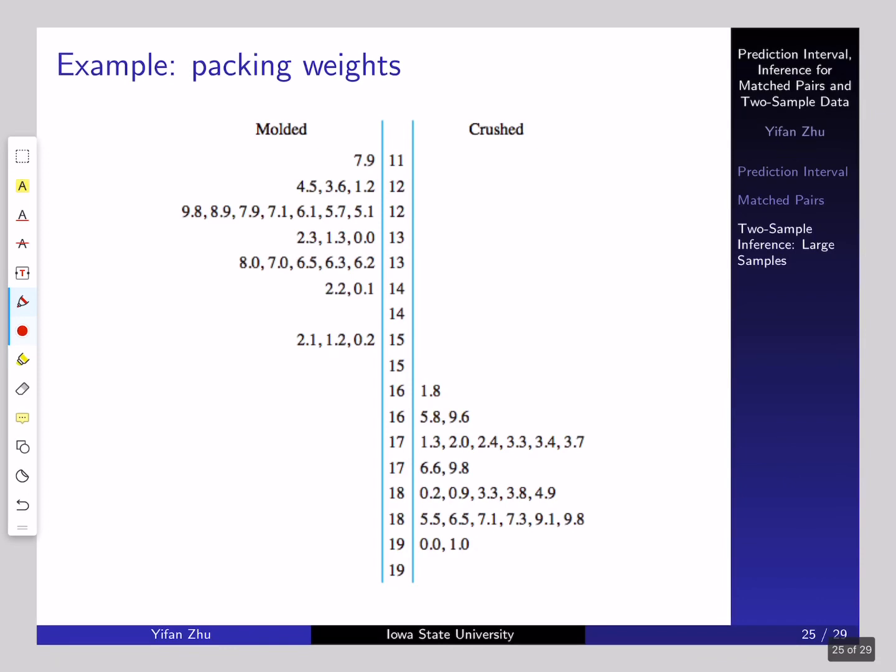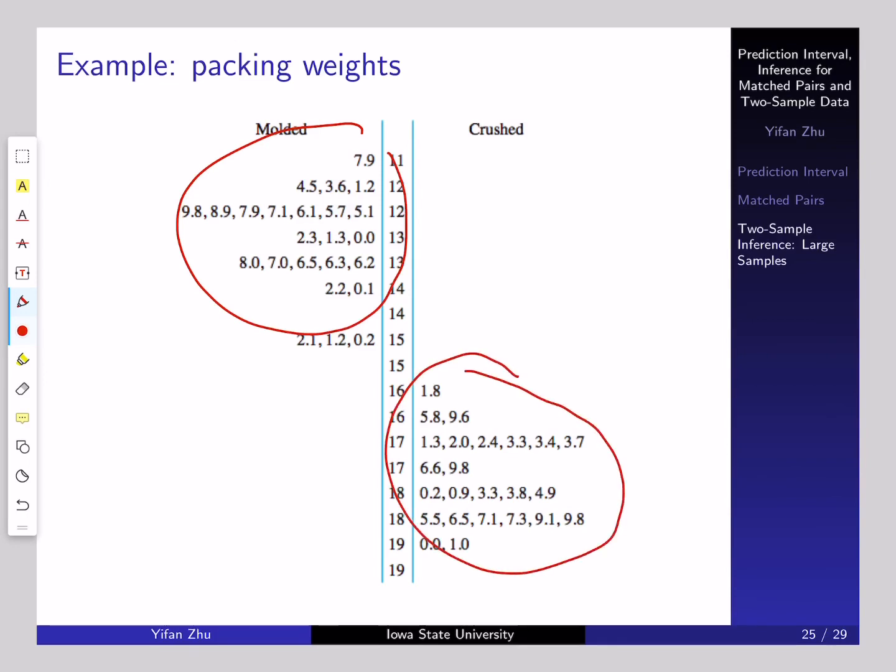And if you look at the visualization of these two samples, here we use a standard leaf plot. You see that the molded one is different from the crushed one, and the crushed one is obviously bigger in value than the molded ones. It is making a lot of sense for us to get such kind of hypothesis testing and confidence interval results.